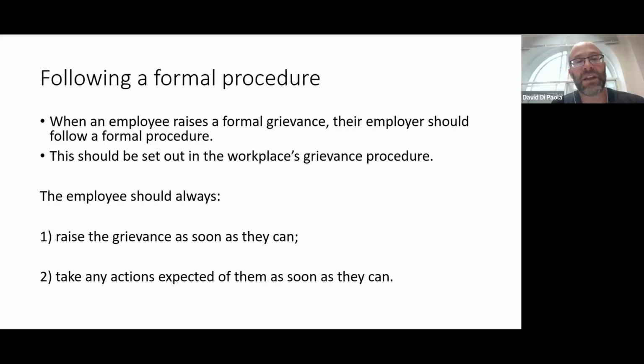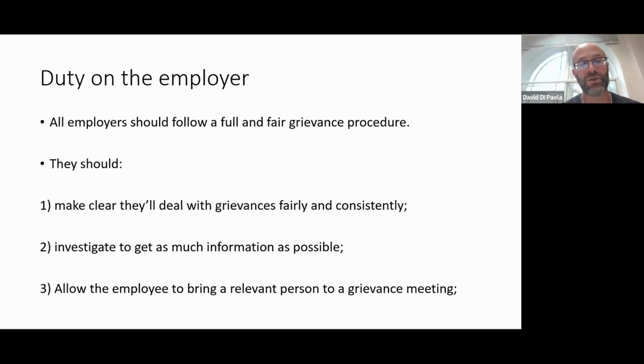Very important point with a grievance, and as we'll see with disciplinaries, employees should obviously raise the grievance as soon as they can. So, if an employee has got a grievance, or mentions they've got a grievance, we should be encouraging them to raise the issue as quickly and fairly as they can. So, the next slide, Natasha, please, is one to probably focus on a little bit more, because this is probably more relevant to you guys as well.